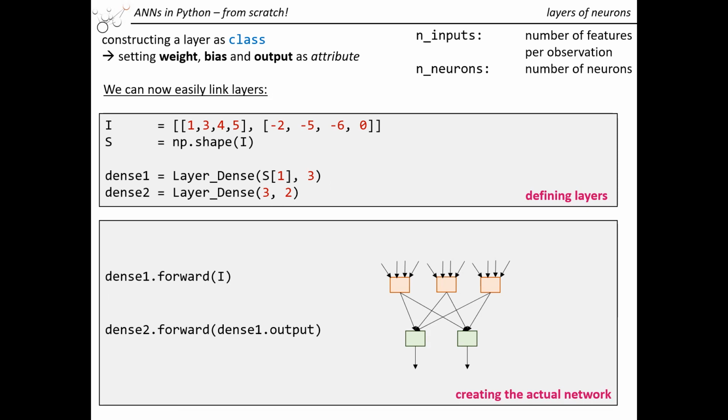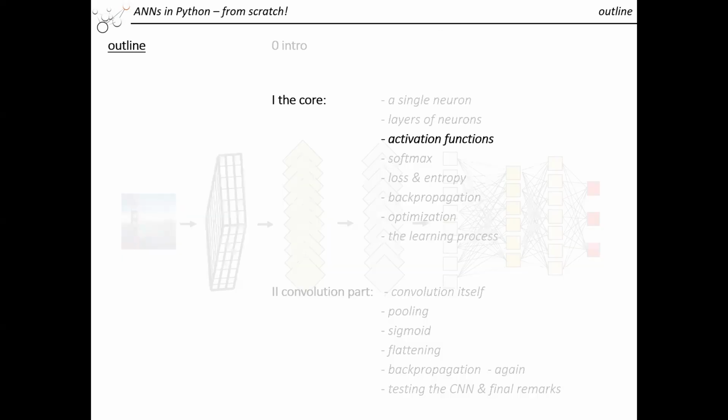And I hope you also see how we can link n different layers together. We just have to make sure that these numbers here work. But however, the second input argument, that's always 3, because that determines the size of the layer in the next step. All right. So, and now since we know how to link layers, we are ready for activation functions.